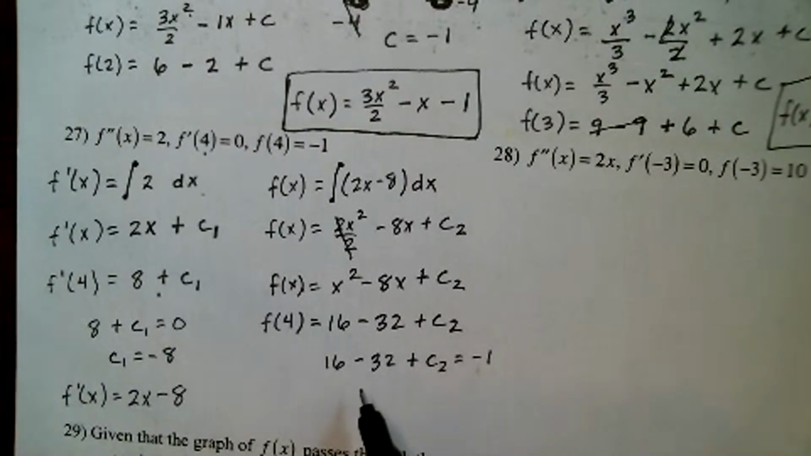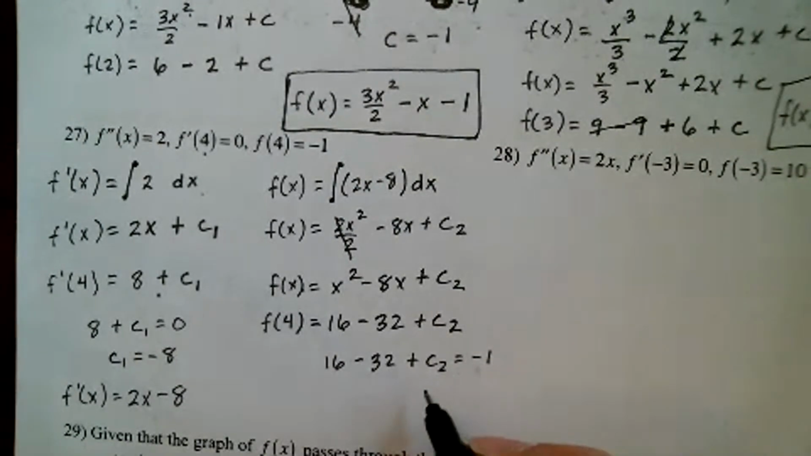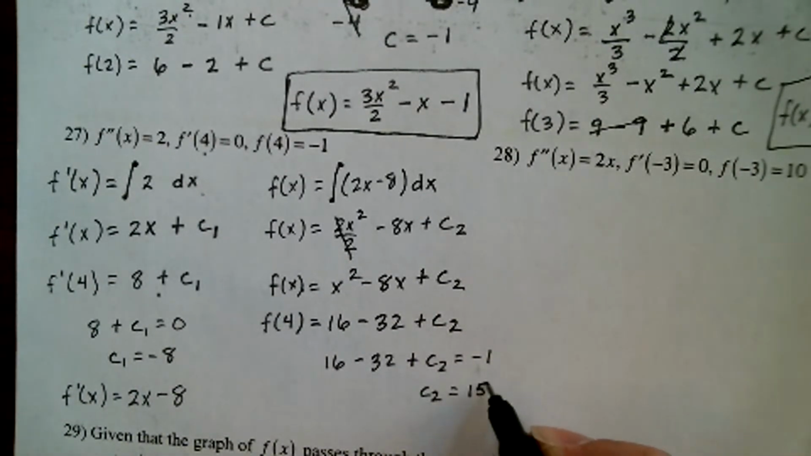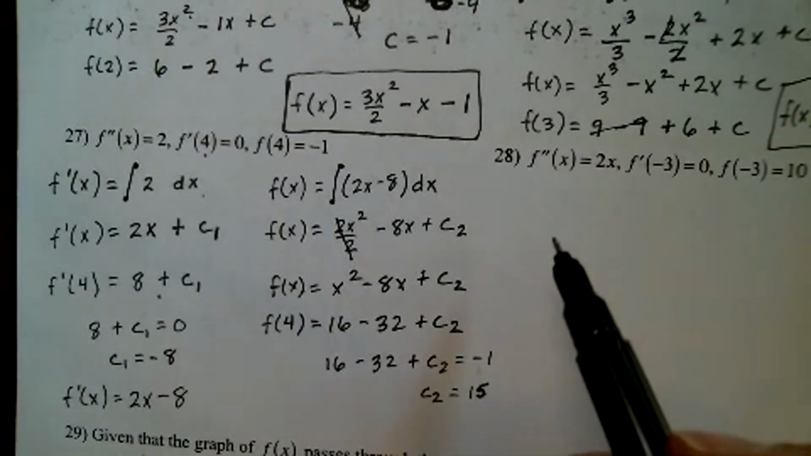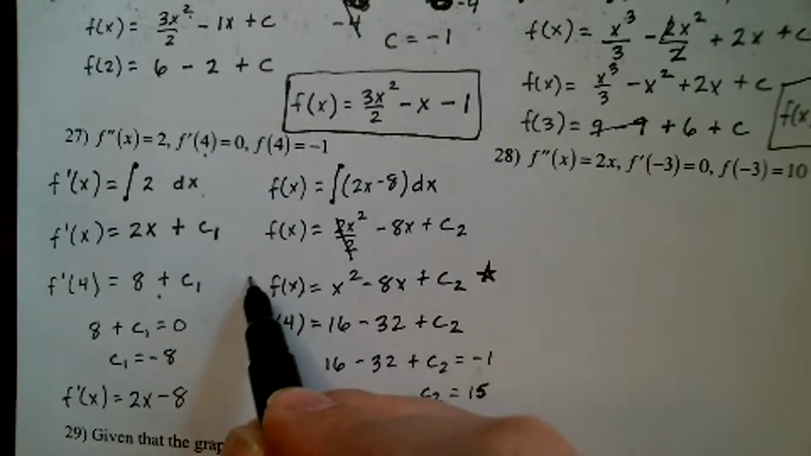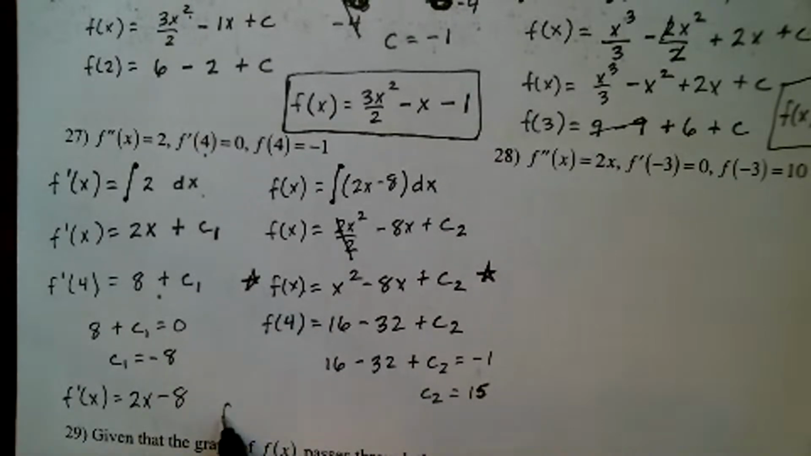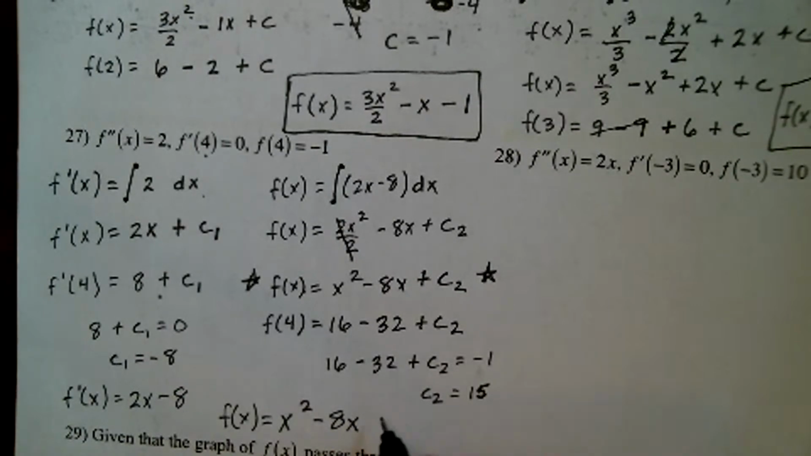16 minus 32 is negative 16. So then add 16 to both sides, and you should get c2 is equal to 15. That gives me, I line that back up with this right here, and gives me my f of x is x squared minus 8x plus 15.